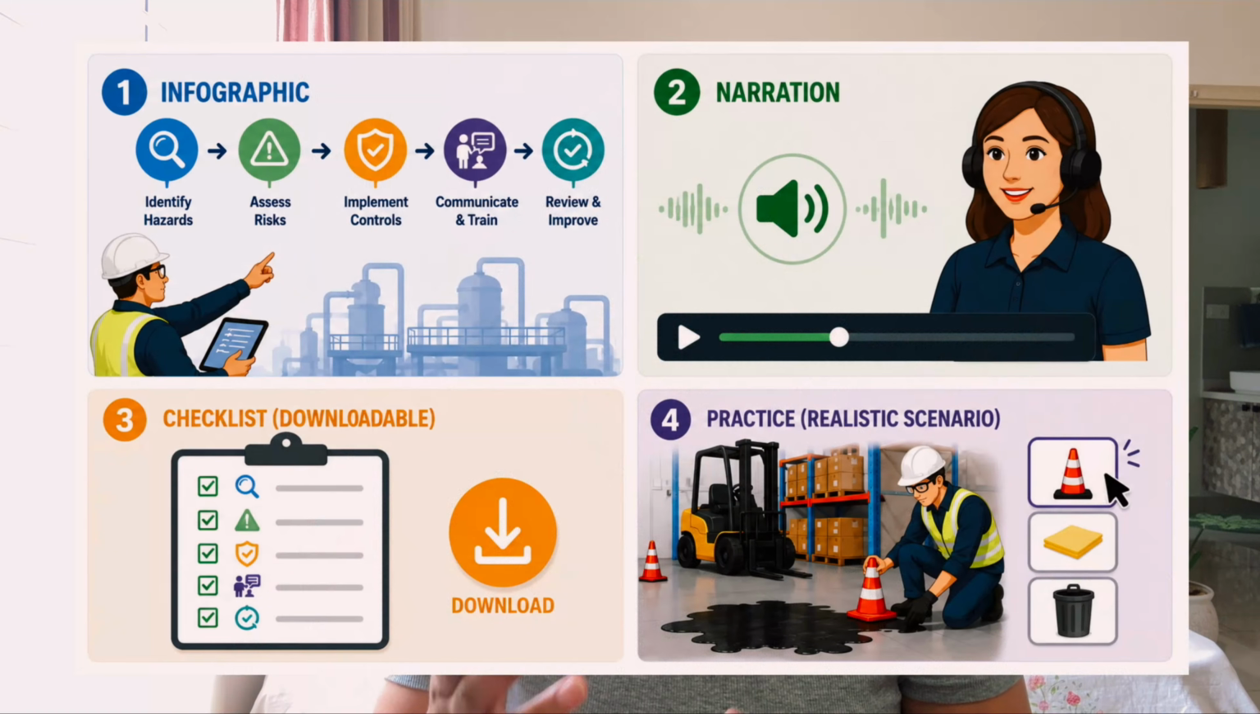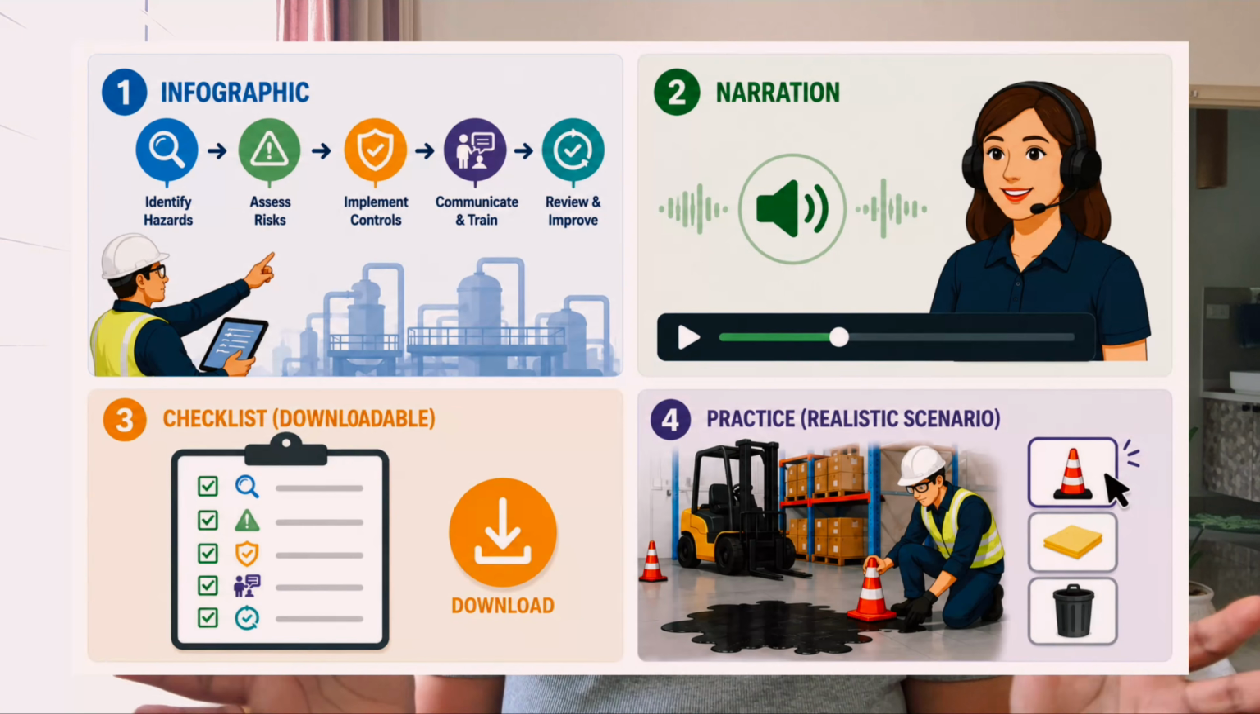Imagine you're designing a course on workplace safety. You could simply give learners a PDF and hope they understand it. Or you could present the same concept in different ways. For example, show an infographic illustrating the safety process. Explain the key points through narration. Provide a downloadable checklist for reference. Let learners practice in a realistic scenario.